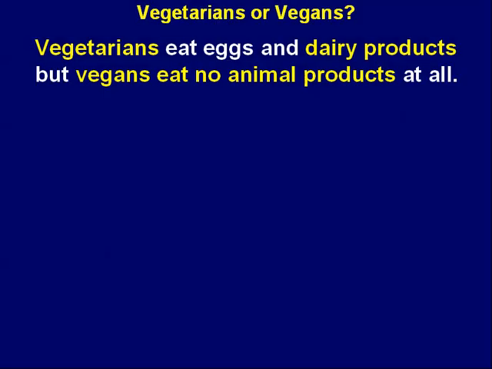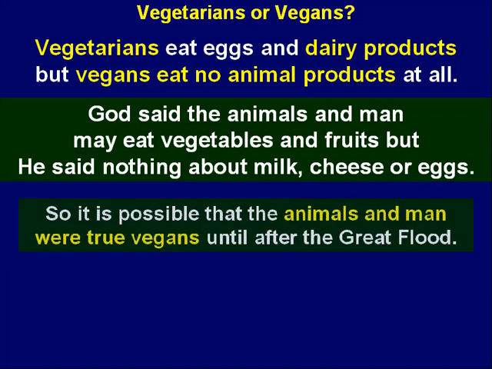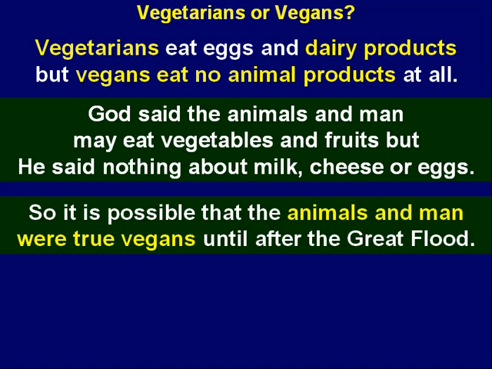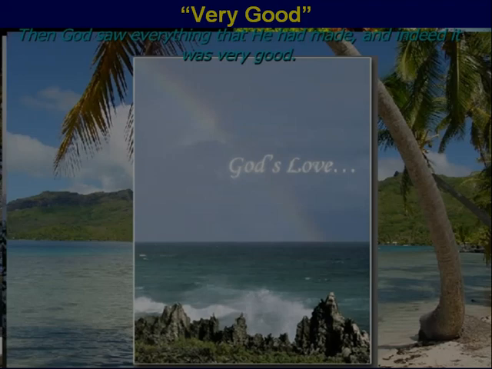Vegetarians or vegans? Vegetarians eat eggs and dairy products, but vegans eat no animal products at all. God said the animals and man may eat vegetables and fruits, but it has said nothing about milk, cheese or eggs. So it's possible animals and man were true vegans until after the Great Flood. I don't think man's digestive tract changed after the flood, so it seems that man can thrive strictly on plants and plant products.